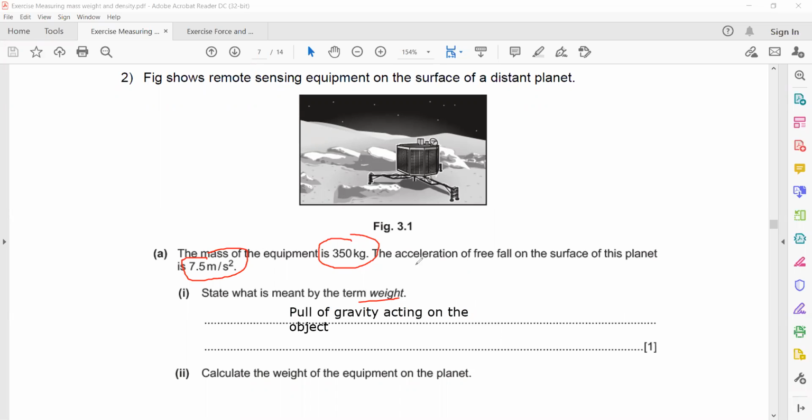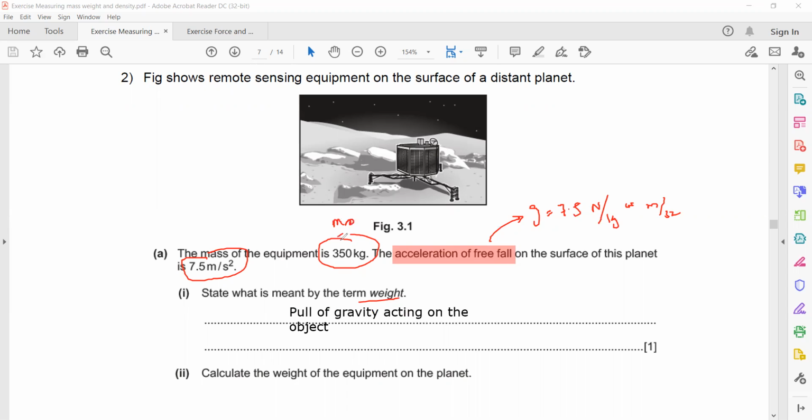So they mention acceleration of free fall. The gravity is also known as acceleration of free fall. So the value of gravity is 7.5. So g is equal to 7.5. It can be newton per kilogram or meter per second square. Both units can be used for gravity. Commonly we use newton per kilogram, but meter per second square can also be used, which is the same as the unit of acceleration. The mass of the equipment is 350.